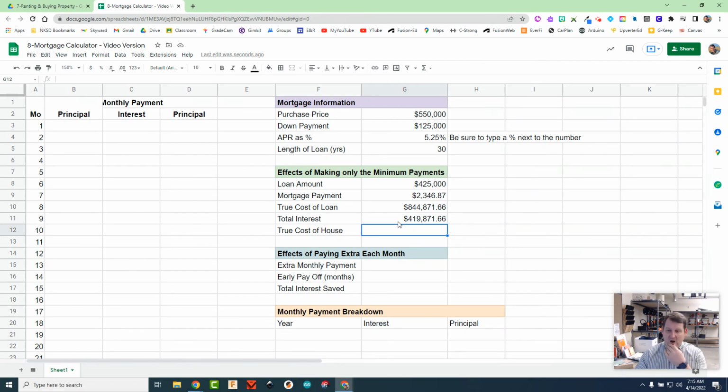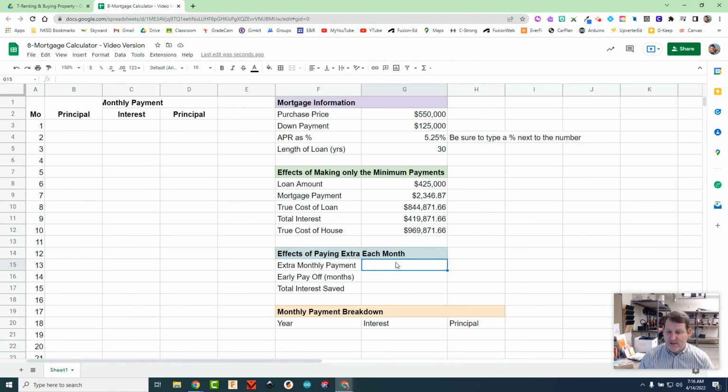Okay. All right. But this true cost is the true cost of the loan, not the house. Remember, the first thing we did when we bought this house is we gave that person $125,000. So really the true cost of the house is equal to the true cost of the loan plus the down payment I made. Like that's how much I paid for the house. So this $550,000 house that I agreed to buy is going to cost me over 30 years almost $1 million to pay off. That's intense.